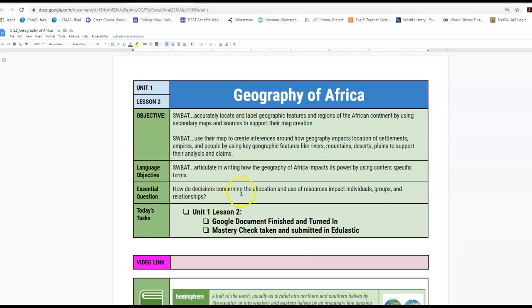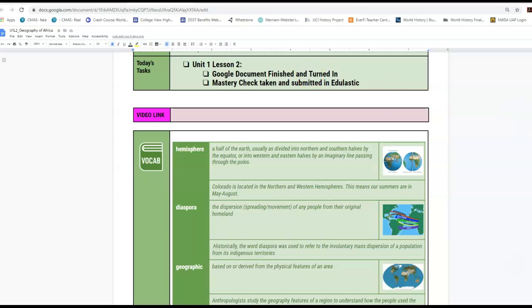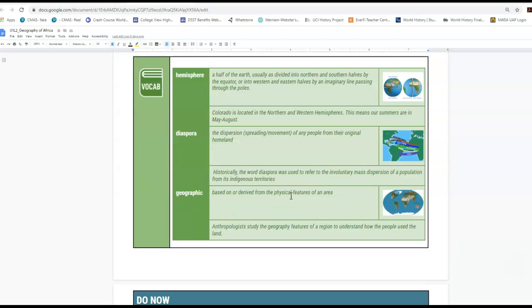By the end of today, you need to make sure you've turned in this Google document and taken your mastery check and submitted it in Edulastic. Start with our vocabulary here. We've got 3 vocabulary words to understand today. The first one is hemisphere.